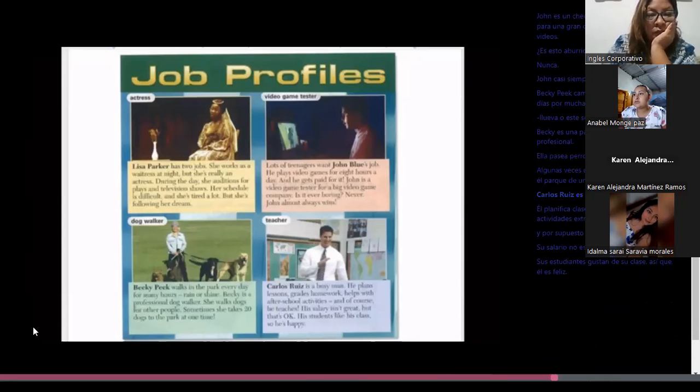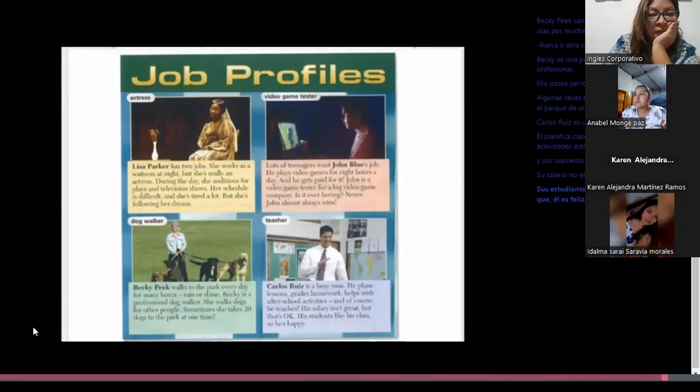Carlos Ruiz is a busy man. He plans lessons, grades homework, helps with after-school activities, and, of course, he teaches. His salary isn't great, but that's okay. His students like his class, so he's happy.